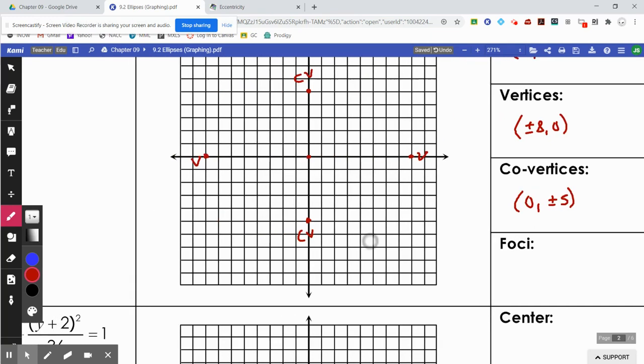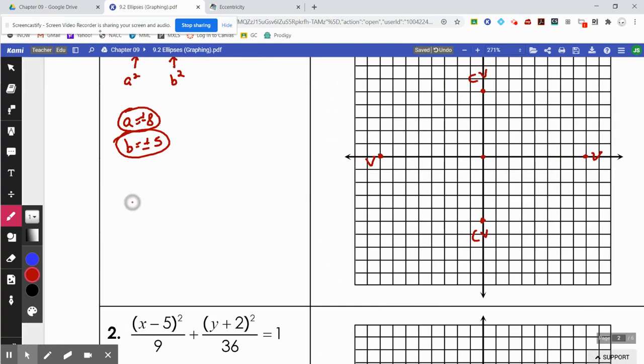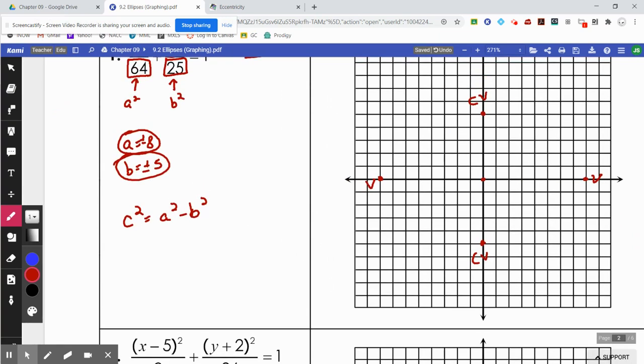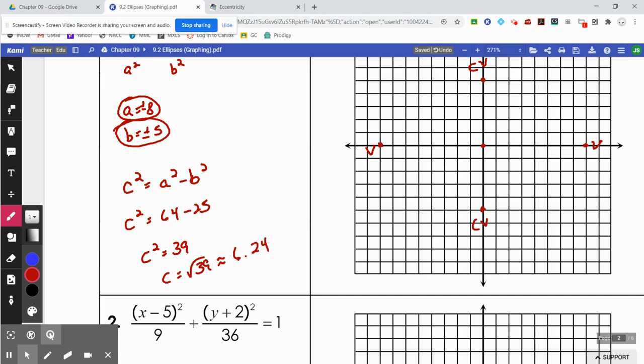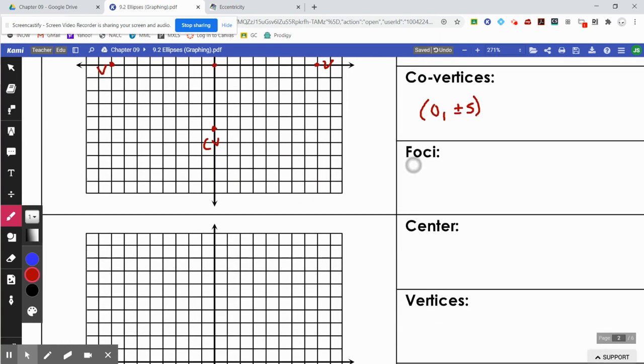Now the foci. To find the foci, you have c squared equals a squared minus b squared. And again, you can actually pull a squared and b squared straight from here. So c squared is equal to 64 minus 25. c squared would be 39. So c is the square root of 39, which is about 6.24.